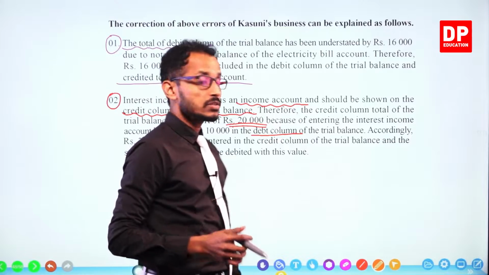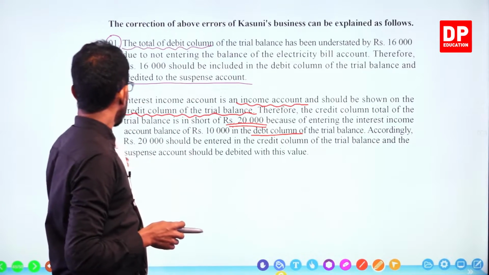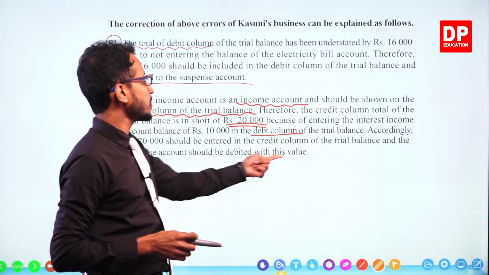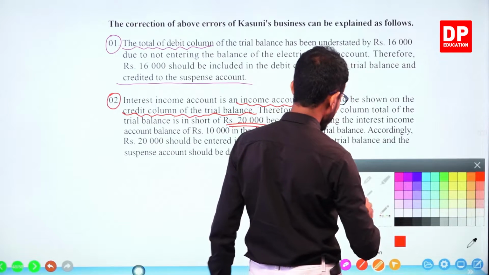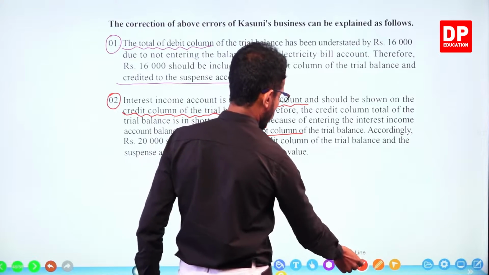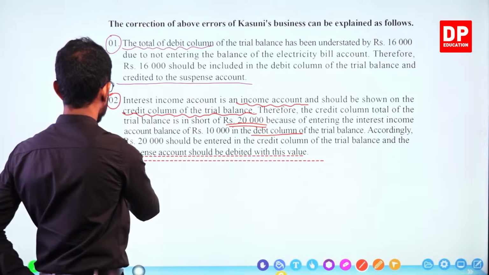That's how 20,000 comes in this error. Accordingly, 20,000 should be entered to the credit column of the trial balance, and the suspense account should be debited with this value. Suspense account should be debited with this value.